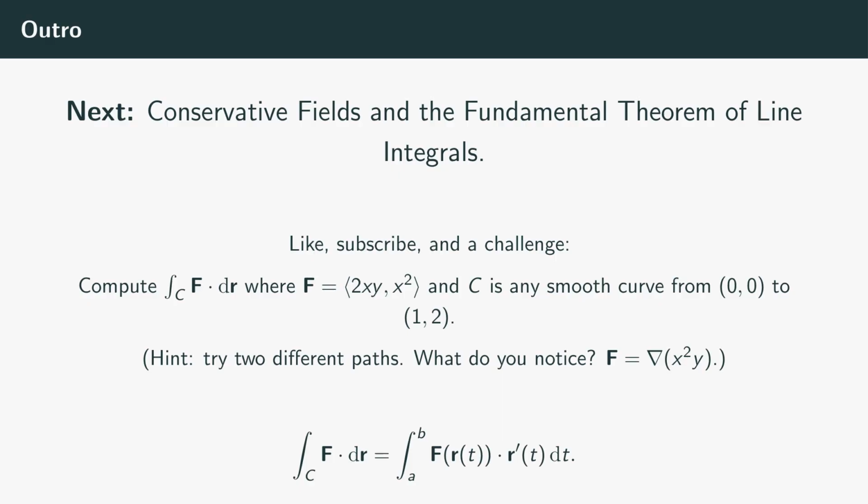The hint is that f is the gradient of x squared y, which means the line integral over c of f dot dr equals x squared y evaluated from 0, 0 to 1, 2, which is 2 no matter which path you choose. That is the fundamental theorem of line integrals, and it is exactly the topic of the next episode. See you there.